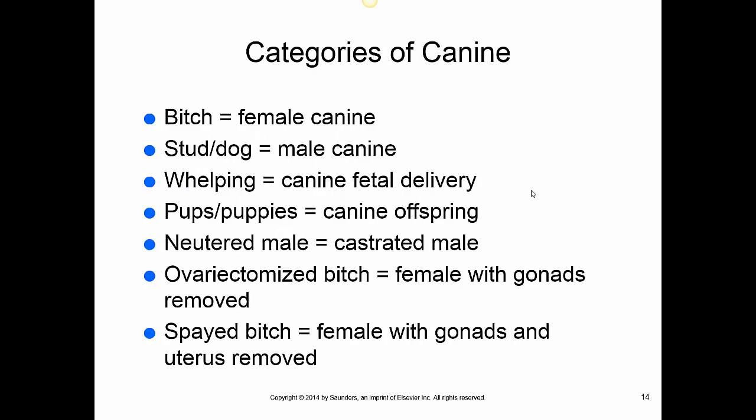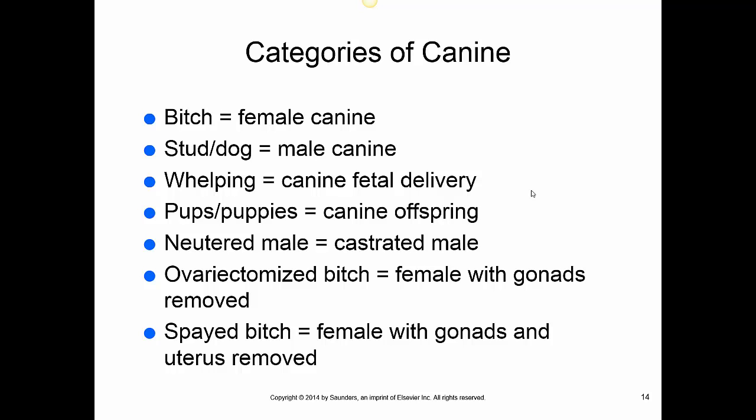So next we'll go into canine reproduction. Some of these are general terms that you're going to hear. A female dog is called a bitch. A male dog is going to be called a stud or dog. Whelping is canine delivery. Pups or puppies are the offspring.